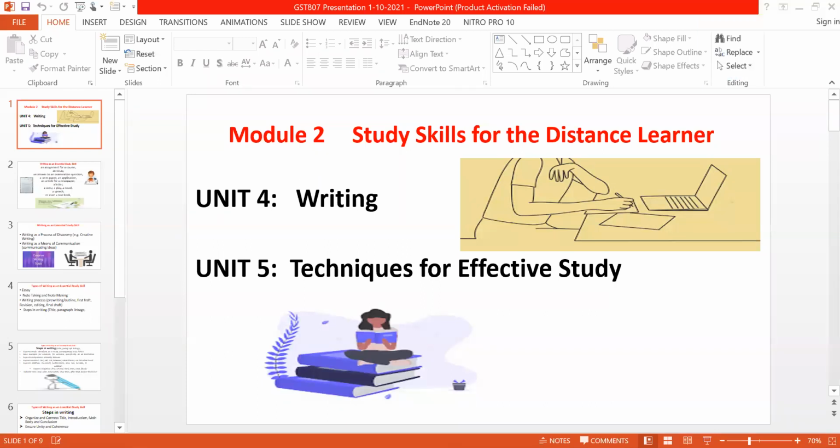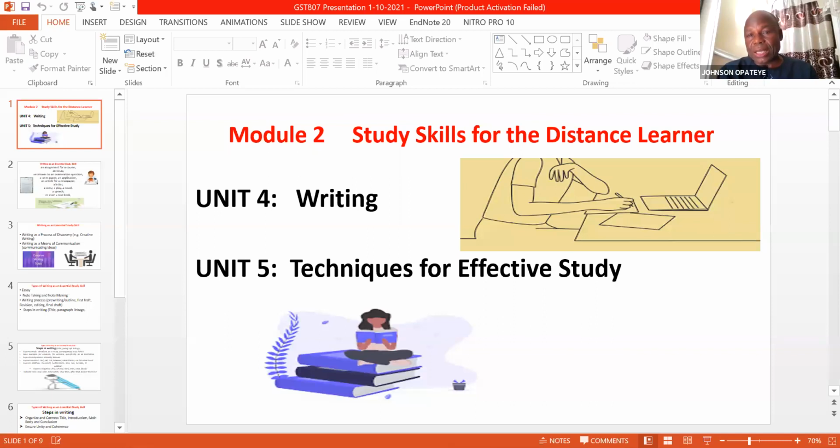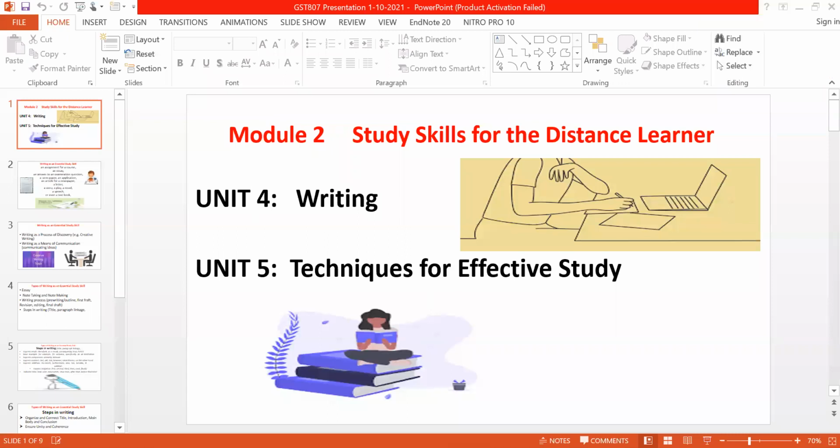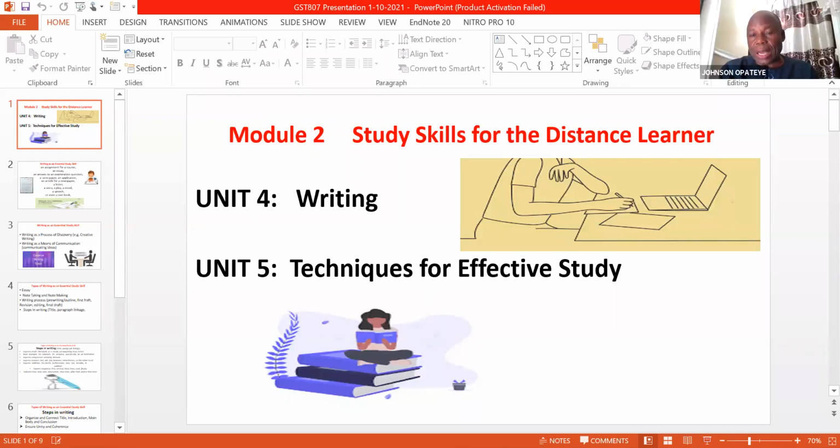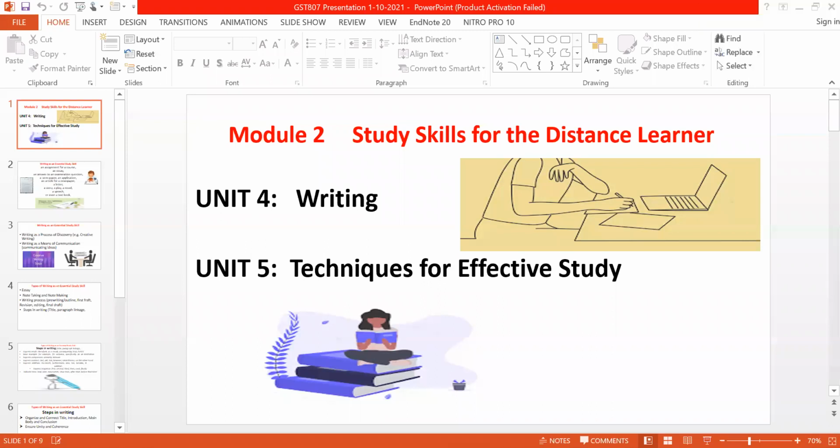So today we are looking at another thing that is very important as part of our study skills, and that is writing. It's one thing for you to listen, it's another thing to also have the ability for writing. And when we look at that, we are going to see some of the important strategies for effective writing. And also we move on to Unit 5, that is on techniques for effective study.